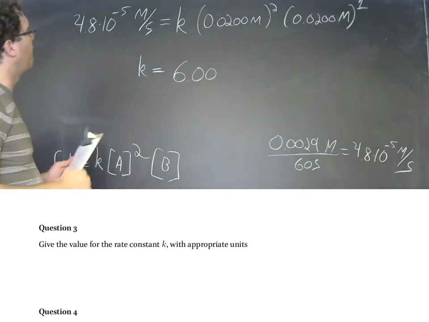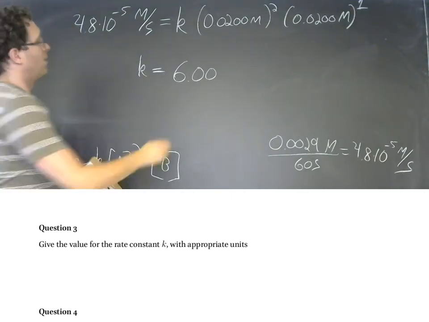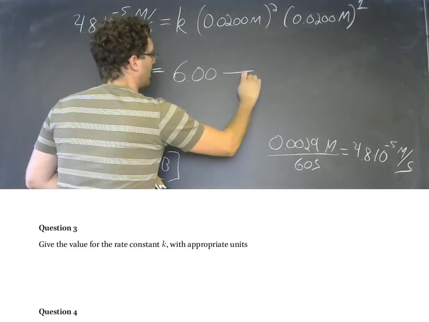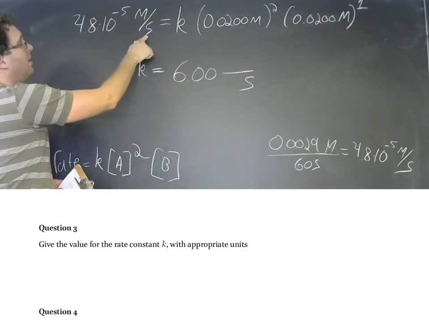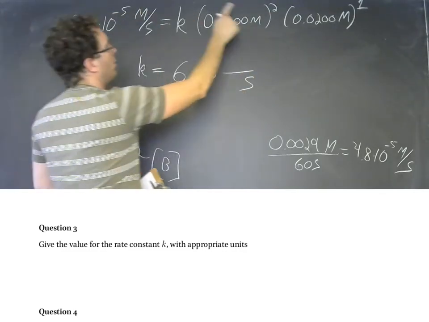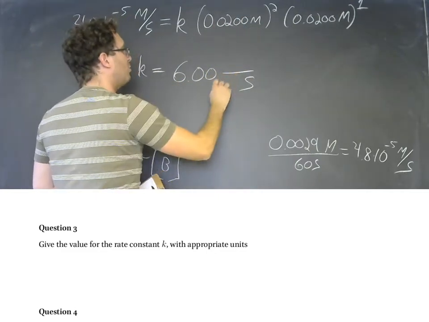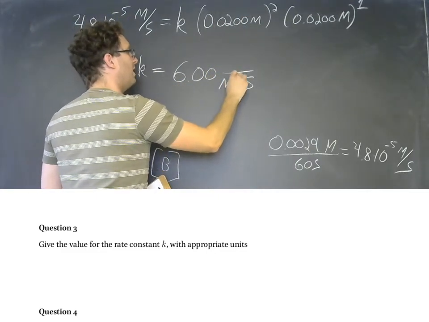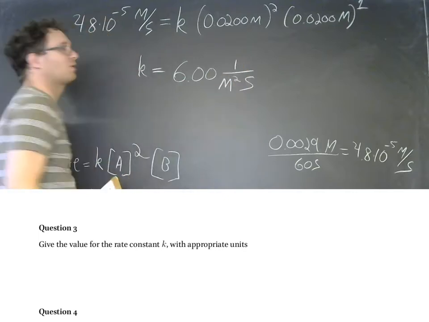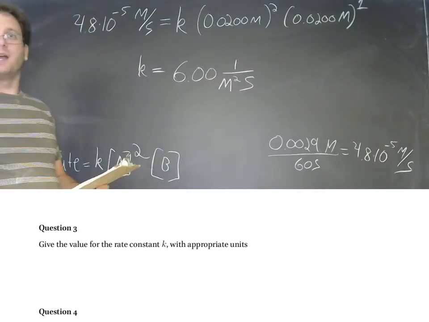And what will be the units? Well, we've got seconds in the denominator, and this 1 molar will be divided by a molar cubed, and so what we're left with is inverse molar squared. That is the rate constant.